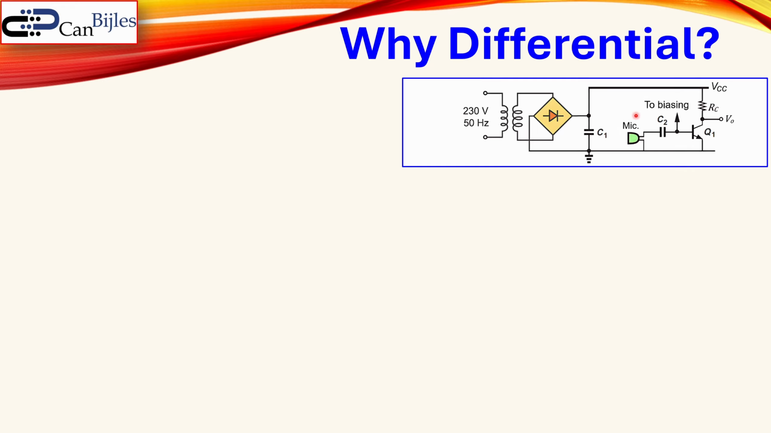We have here our microphone and the C2 is here for AC coupling that microphone signal. And we have also here the biasing, which is not shown here in detail, and we will measure here at the collector node, and that will be our output voltage. And what happens if you have a ripple or kind of a distortion in your VCC, which is our DC power supply for our circuit?